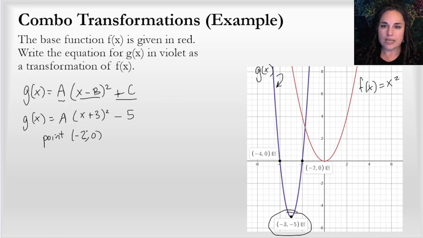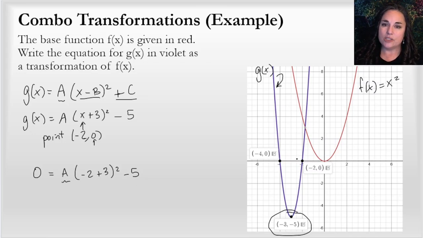So wherever I see x in here, I'm going to put -2, and wherever I see g of x, this is our output variable, I'm going to put 0. So 0 equals a times (-2 plus 3) squared minus 5. Okay, you see when I plug that point in there, the only unknown left in that equation is that scaling factor a, and I'm going to use algebra to solve for it.